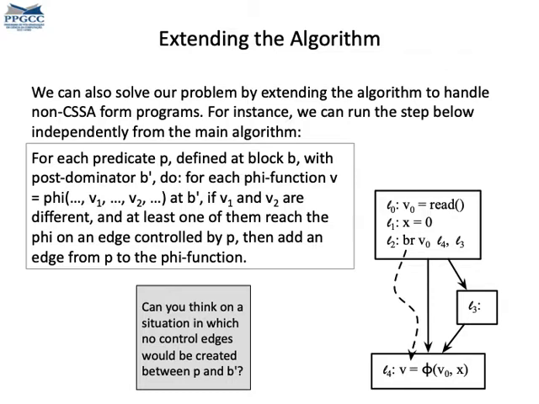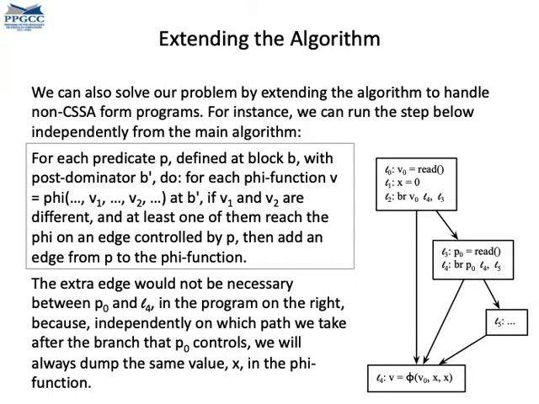Another option is to extend the algorithm to add edges from predicates to phi functions. We need to add an edge from the predicate to the variable defined by a phi function at the post-dominator of the predicate. Note, when I say post-dominator of the predicate, of course, I refer to the post-dominator of the block where the predicate is used in a branch. So L4, the block that contains L4, is the post-dominator of v0, meaning that this block is the post-dominator of the basic block that contains this branch in which v0 is used as a predicate.